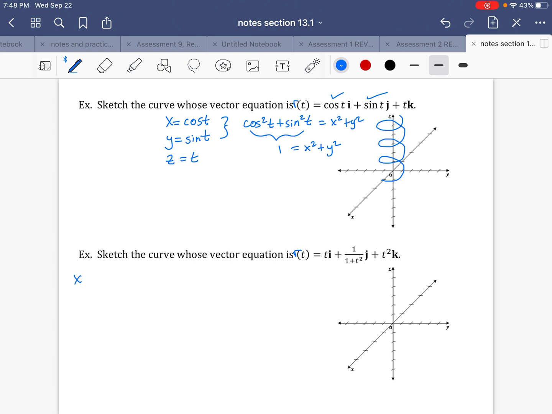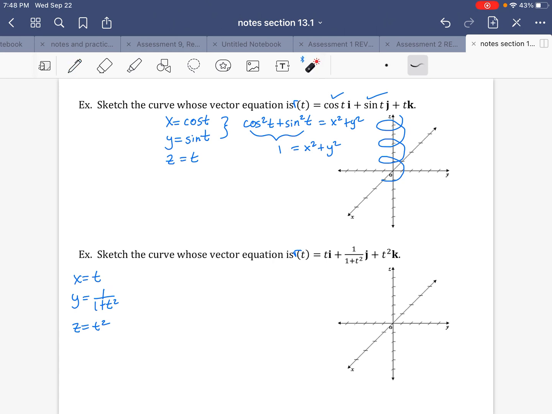So in this one we have x is equal to t, y is equal to 1 over 1 plus t squared, and then z is equal to t squared. Now t can be anything. I mean, it can be negative, positive, depending on what you're using it for. You know, if it's time, then it's probably going to start at 0 and go off to infinity or whatever. But, you know, you can do negatives as well. And I mean, the problem doesn't say. So let's imagine what's going on here.